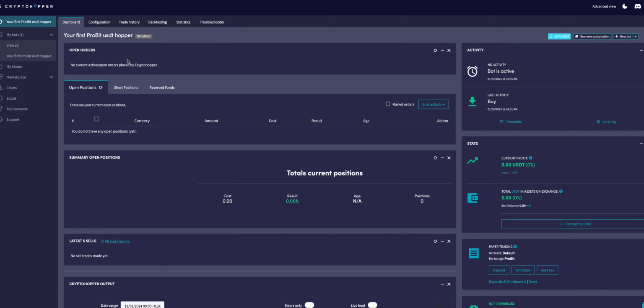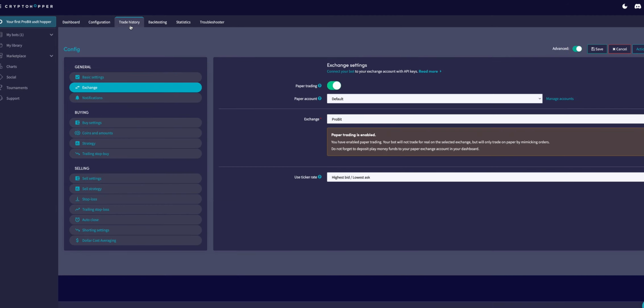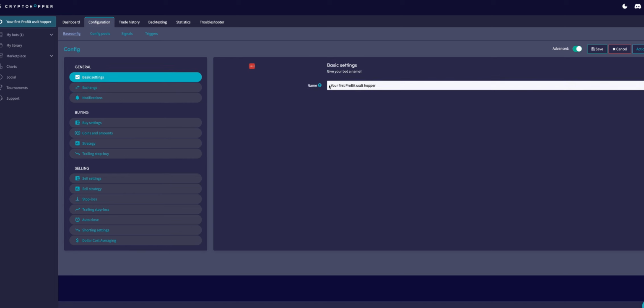So I'm going to walk you through what you're going to need to do to set this up. It's actually going to ask you to configure your bot. It's going to take you to a page that looks like this. So, basic settings: I'm going to call this what this strategy is. It's a no loss set and forget strategy. I'm going to save that.